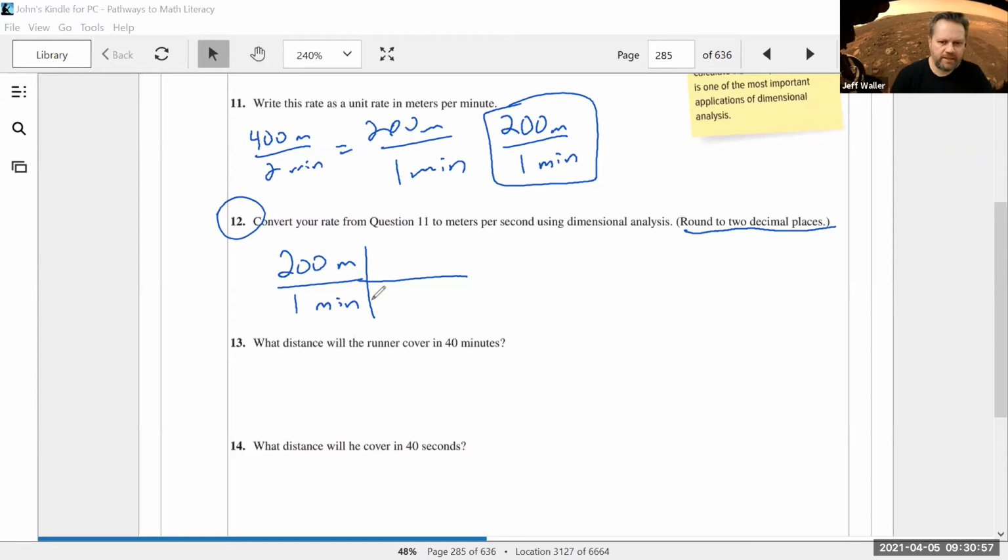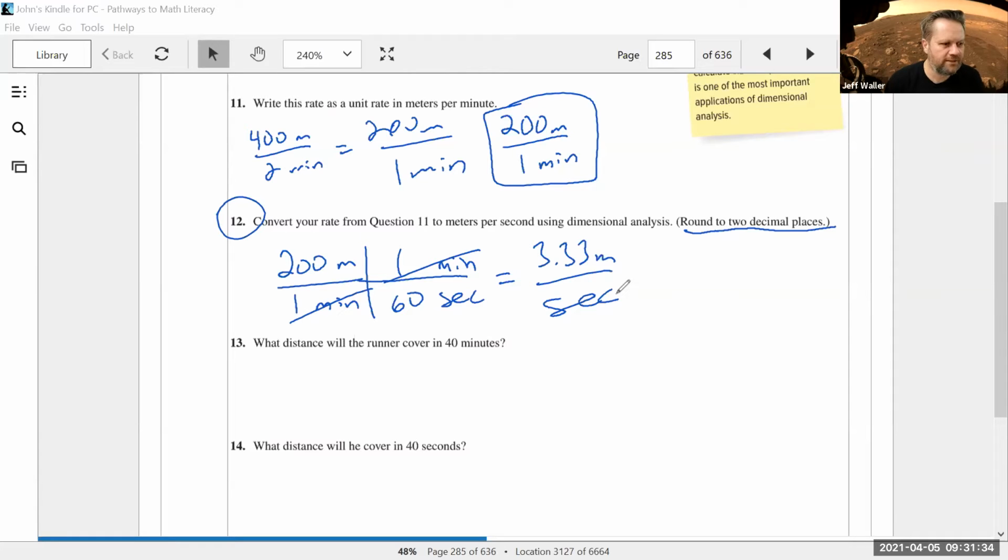So let's see who remembers how to do this. I want to go from minutes to seconds. Right now I've got meters per minute, and I want meters per second. So where am I going to put minutes? On the top. And on the bottom I have seconds, so 60 seconds and 1 minute. So it's 200 divided by 60. 3.33 meters per second.